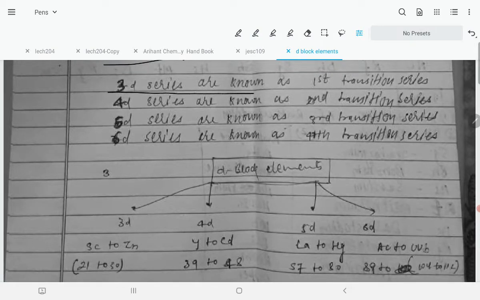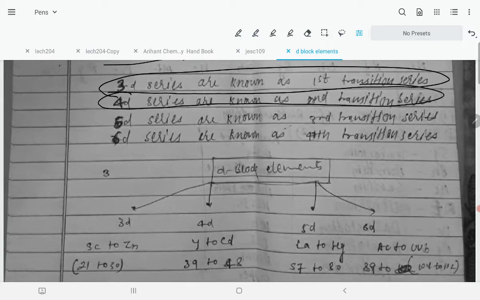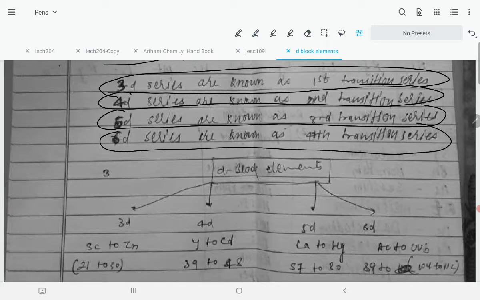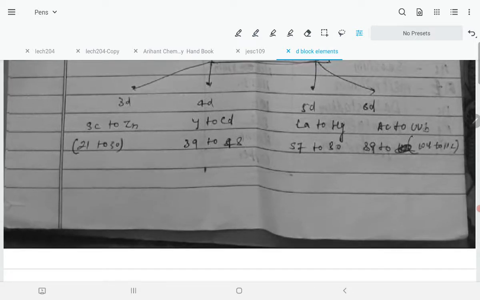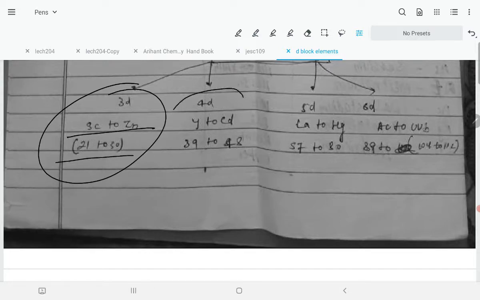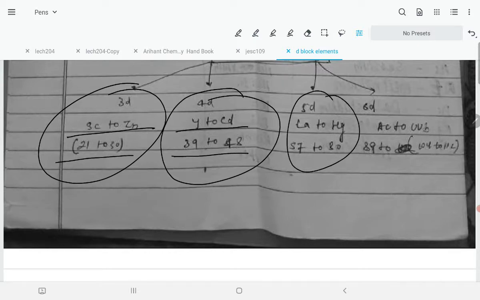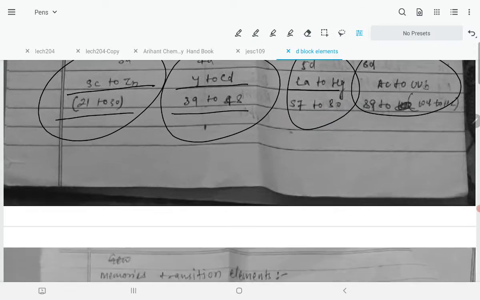The 3d series elements are the first transition series, 4d the second, 5d the third, and 6d the fourth transition series. The 3d series is scandium to zinc, 21 to 30. The 4d series is yttrium to cadmium, 39 to 48. The 5d series is lanthanum to mercury, starting with lanthanum and hafnium, and the 6d series is actinium onwards. Okay.